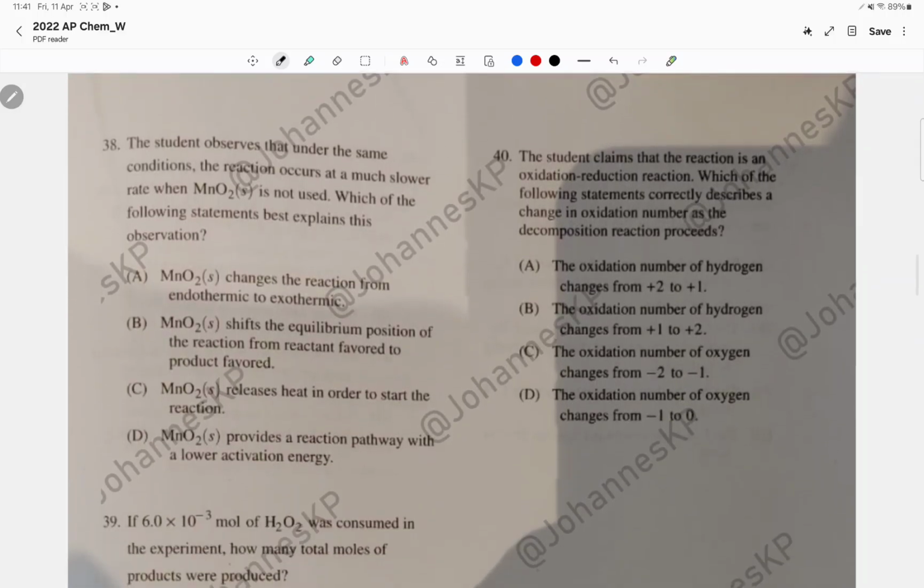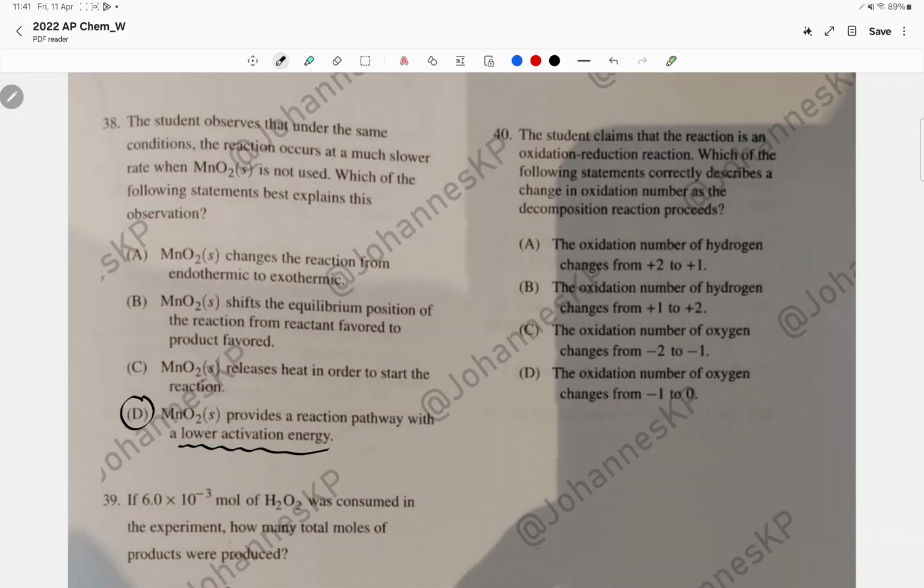The student observes that under the same conditions, the reaction occurs at a much slower rate when MnO2 is not used, because MnO2 was a catalyst, as we already indicated. So a catalyst will do what? It will lower the activation energy.